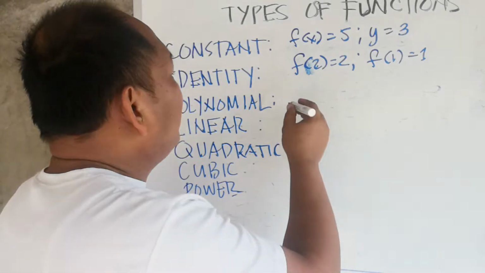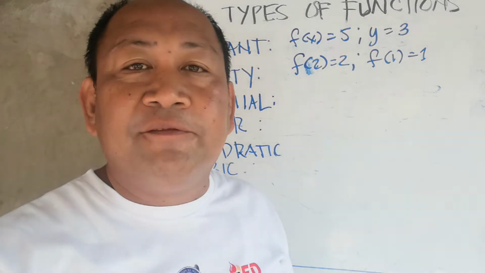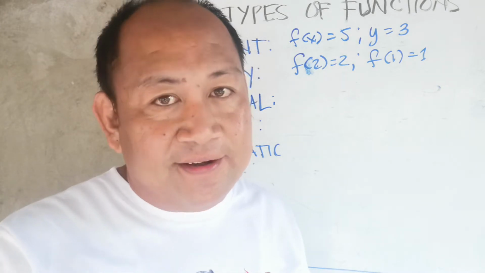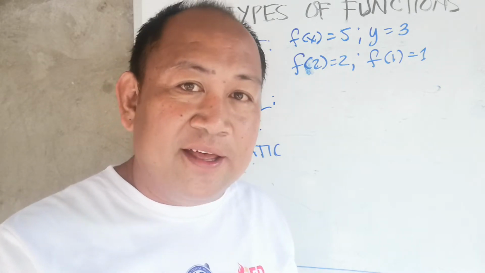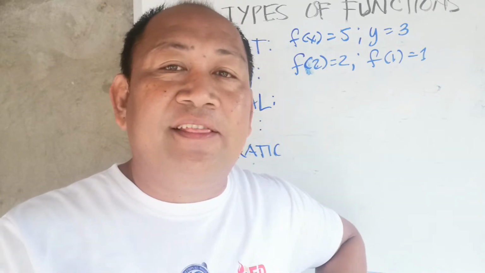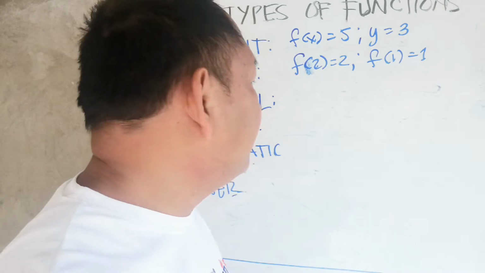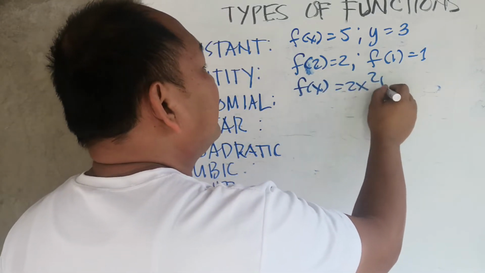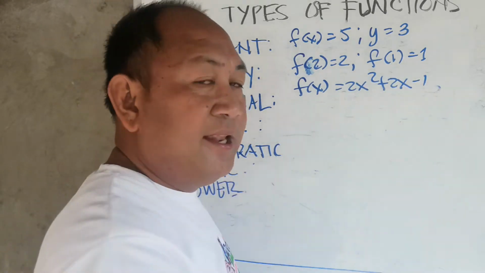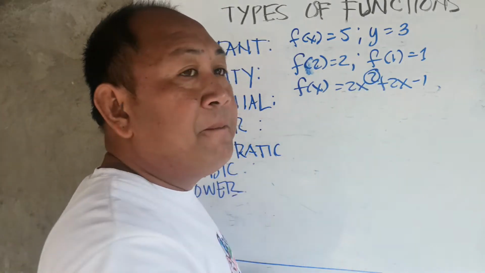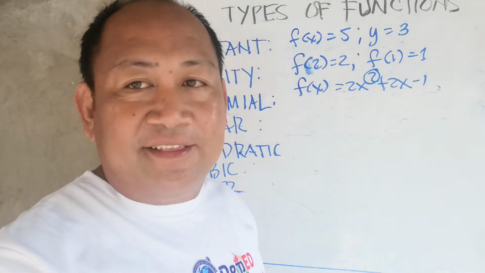And then the third is polynomial function. Remember that for polynomial function, the exponent should be non-negative and greater than 0. You have to consider the condition. What are examples? We have f of x equals 2x squared plus 2x minus 1. Is that a polynomial function? Yes, because the exponent is 2. It is positive and greater than 0.